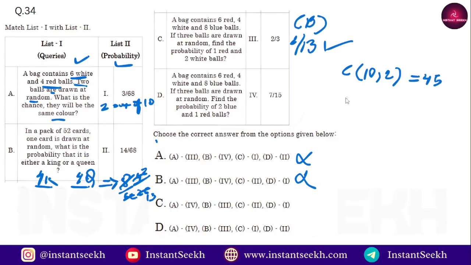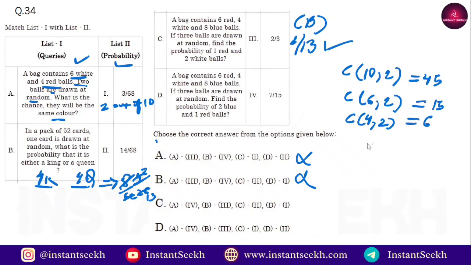Now, the number of ways to draw two white balls is C(6,2), because the number of white balls is 6. So this is 15. Now, the number of ways to draw two red balls is C(4,2). That will come as 6.